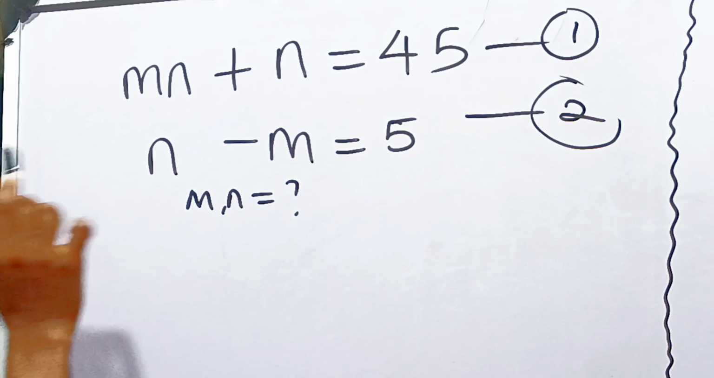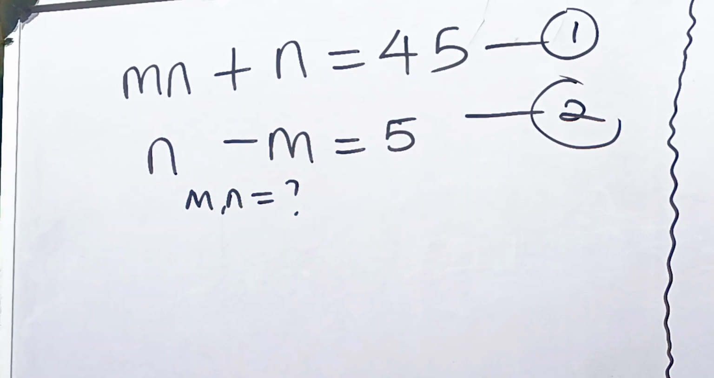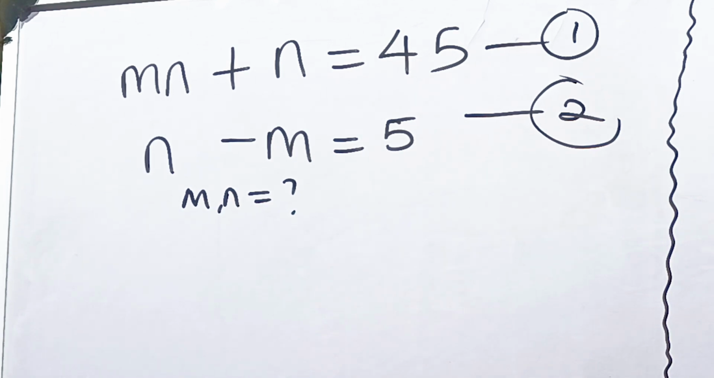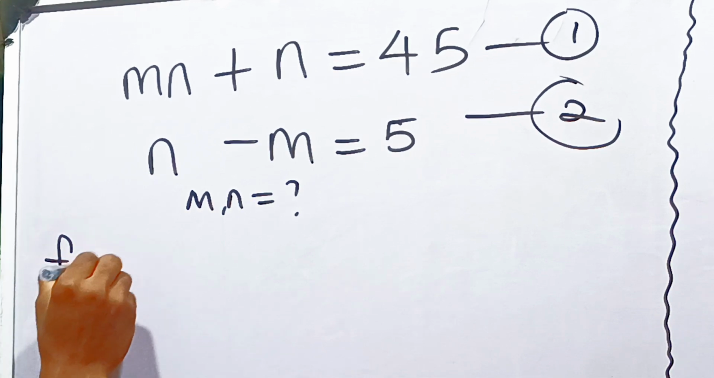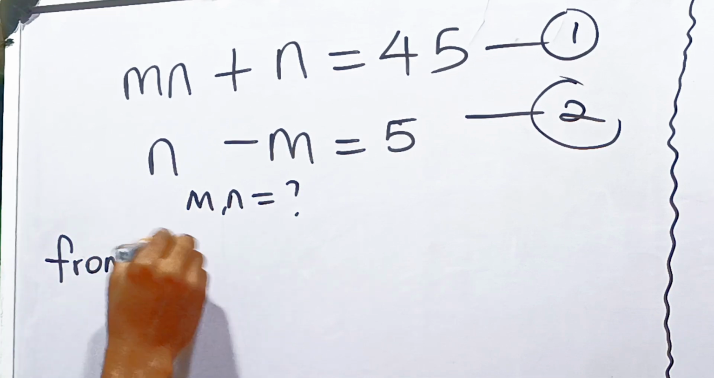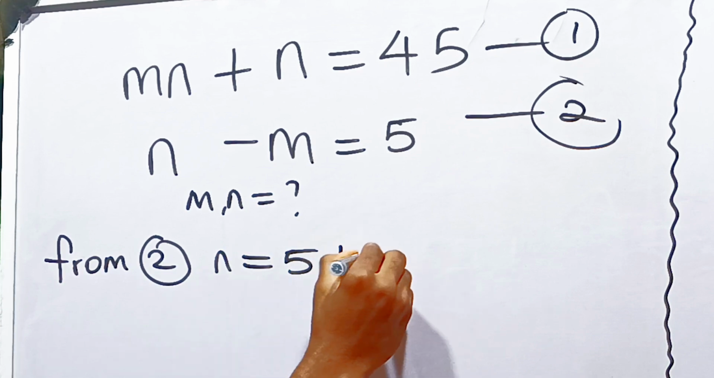Let's solve this together. It says mn plus n is equal to 45 and n minus m is equal to 5. We're going to solve for the value of m and n respectively. Now the first thing we can do here is to say from equation 2 that n is equal to 5 plus m.